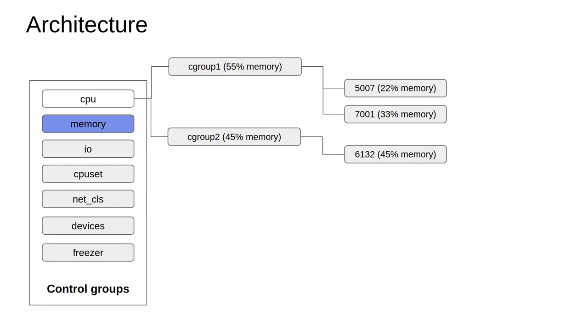CPU set works in conjunction with the CPU. If there's a machine with only one CPU, there's not much you can do. But if there are, say, 4 cores or 4 CPUs available on a machine, then you can say that the 6132 process will always run on CPUs 2 and 3, whereas 5007 and 7001 will always run on CPUs 0 and 1. That way you can restrict the CPUs that a particular process will use, so that they do not interfere with each other's execution.